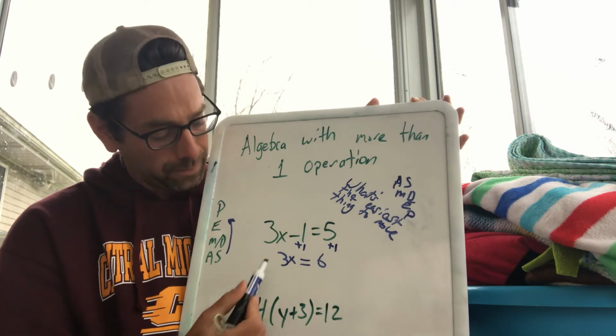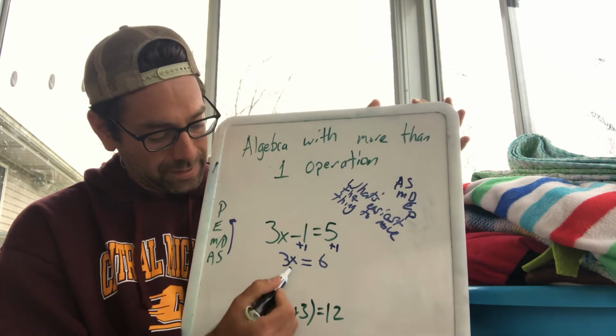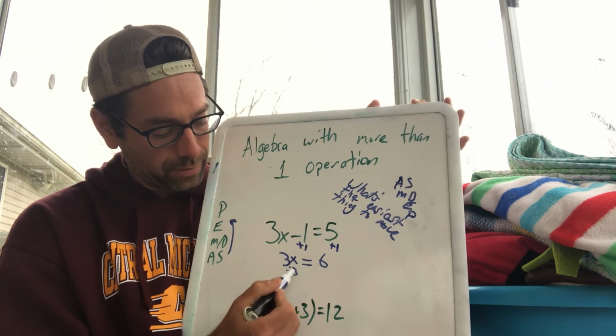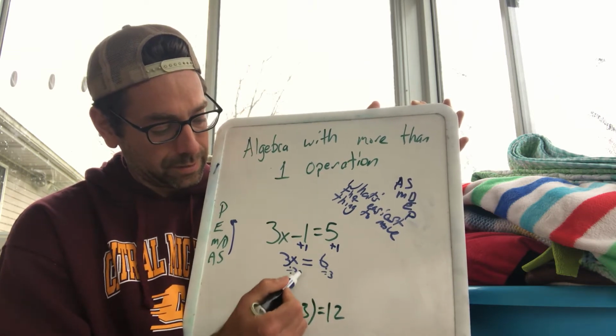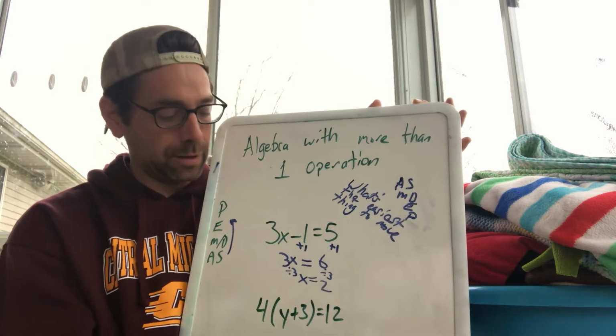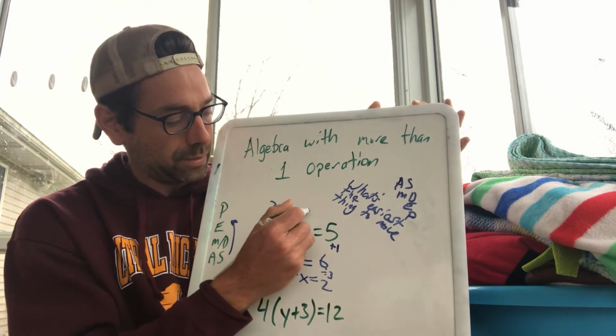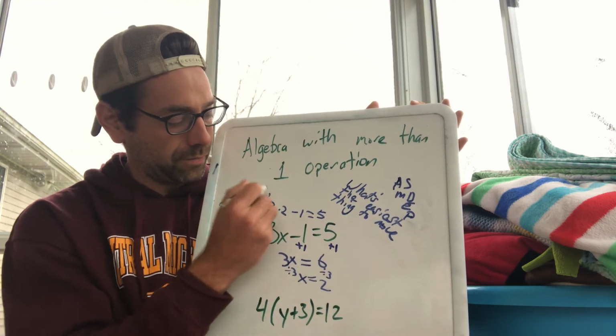Now it's just one step. 3 times what gives me 6? Some of you probably already figured that out. But if I see times 3, I want to divide by 3. And if I do that to both sides, this will stay equal. And I'll find out that x is 2. And I could go back and check. Does 3 times 2 minus 1 equal 5? Yep, sure enough, checks out.